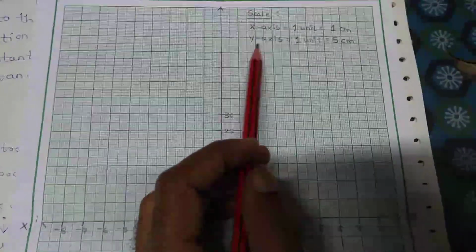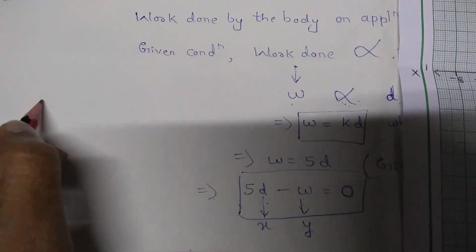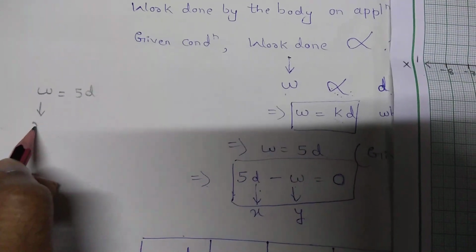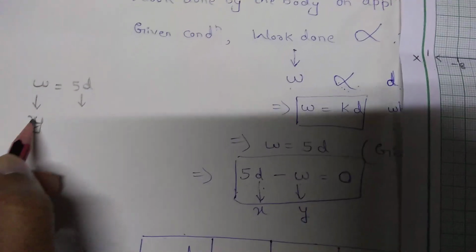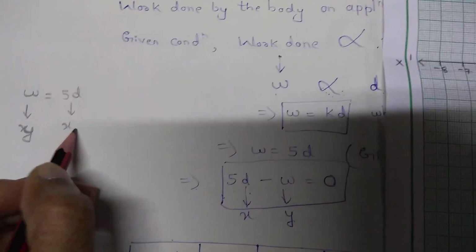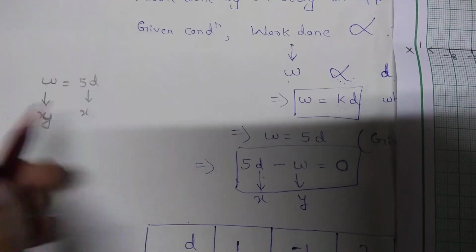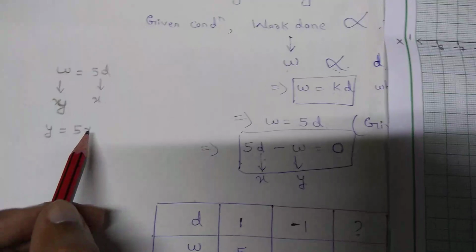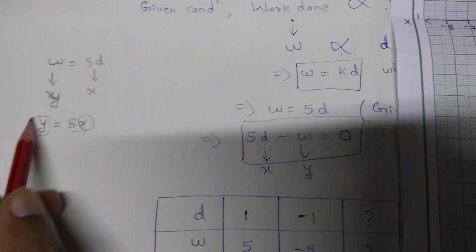So the question comes: why have I taken the y axis as 1 unit equals 5 centimeter? Observe the problem. We had W is equals to 5D, right? W is equals to 5D. As I said, in the place of W we have y, and in the place of D we have x. Just substitute y in the place of W and x in the place of D. So y is equals to 5x. Whatever scale you are taking on the x-axis, you have to take 5 times of that on the y-axis.